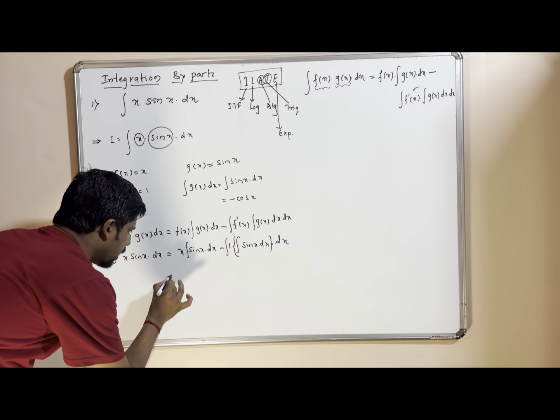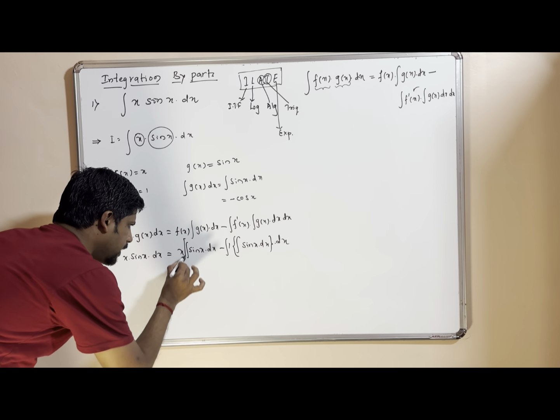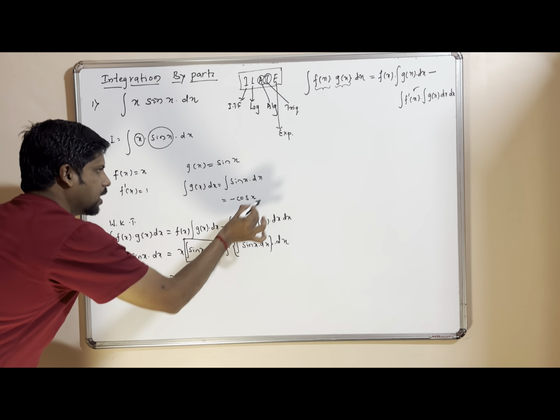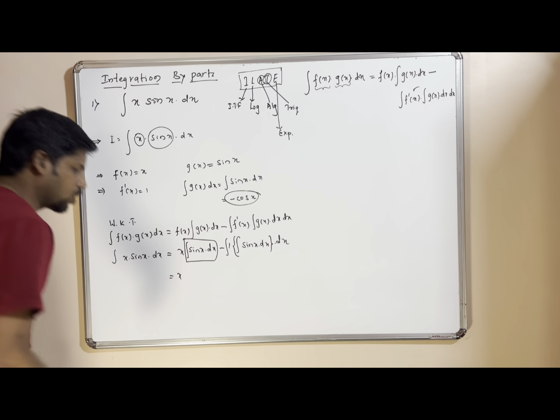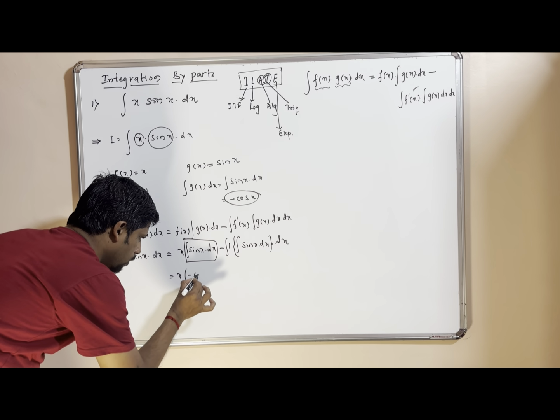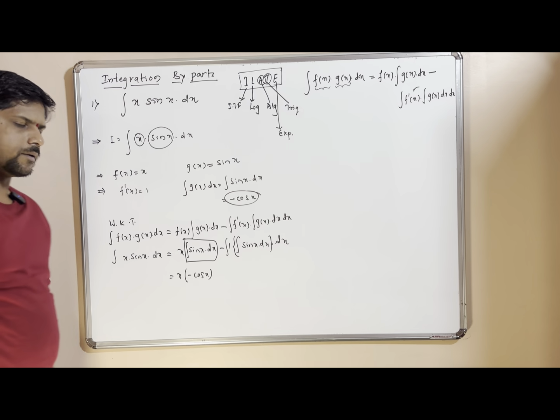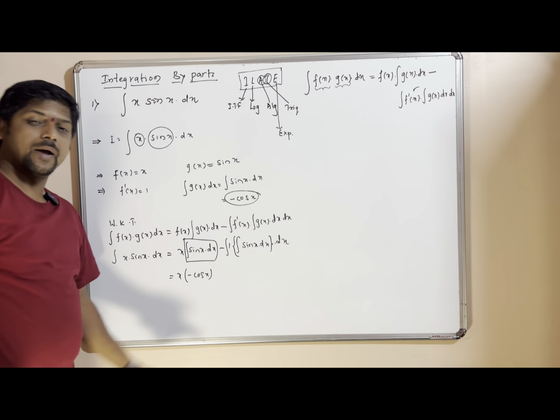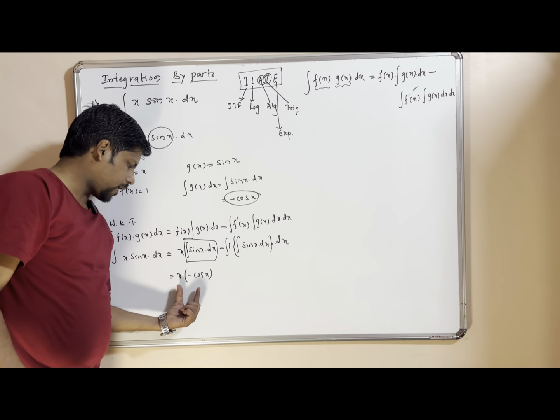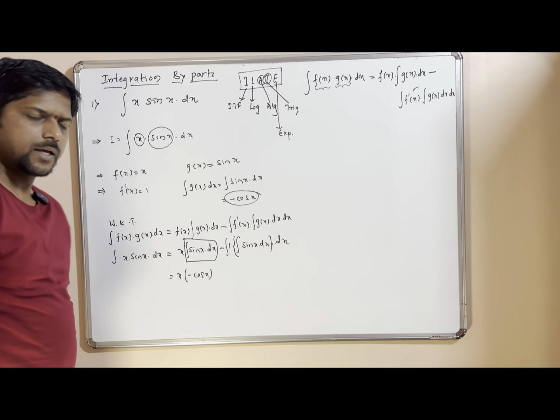Right? So x, what is integration of sin x into dx? Here we have minus cos x. So x into minus cos x. Don't forget to put a bracket, right? Otherwise it will become x minus cos x. Now we actually have to get x into minus cos x.